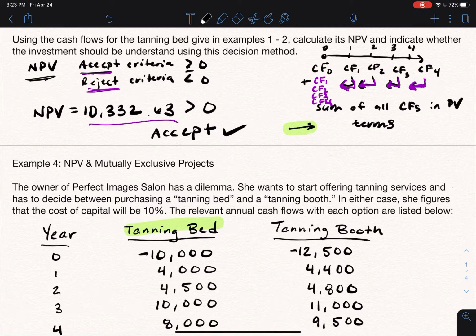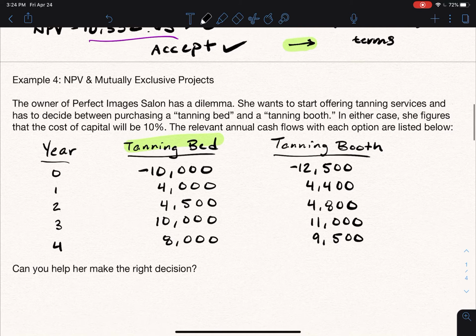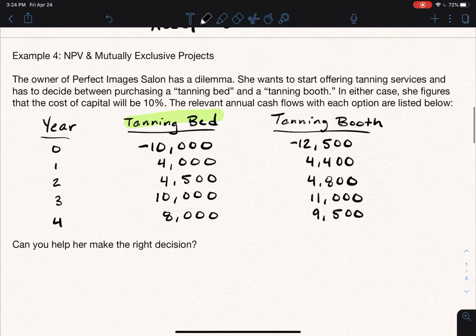Okay, so we're not quite done yet. There's a few more examples that you need to see because in real life, it still isn't quite this simple. So let's look at this next problem here so that you can see a real life example of how somebody might be entertaining this decision. So your book discusses a vocabulary word called mutually exclusive projects.